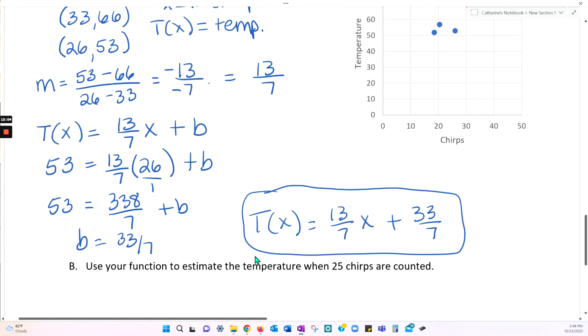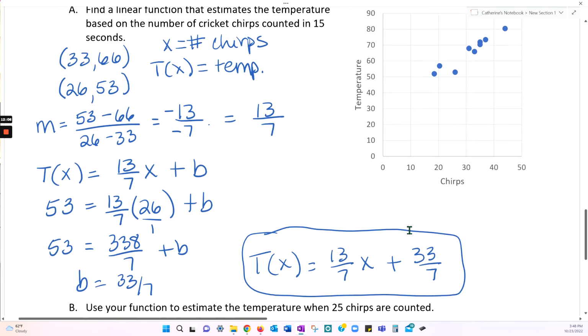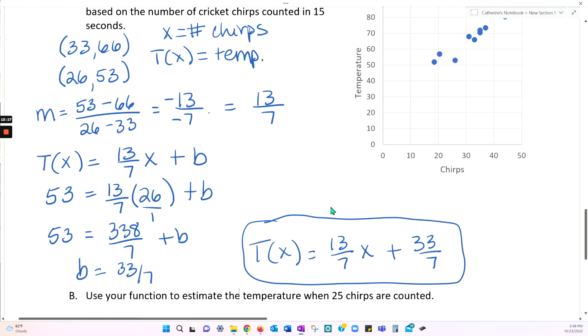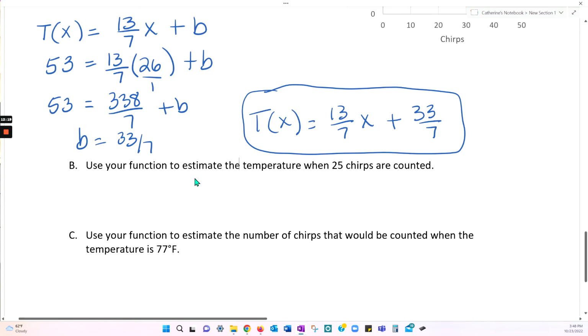All right. So then, by the way, that 33 over 7, that's about 4.7 degrees. So at 4.7 degrees Fahrenheit, pretty cold, there's no crickets chirping. So use your function to estimate the temperature when 25 chirps are counted.